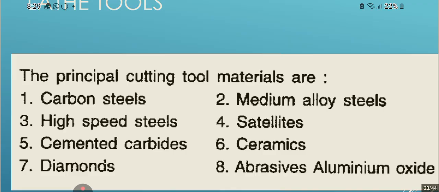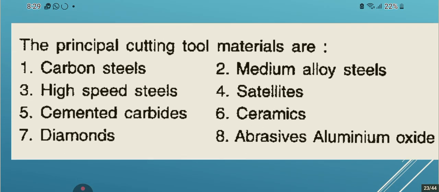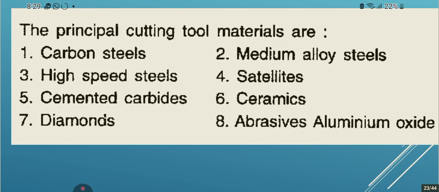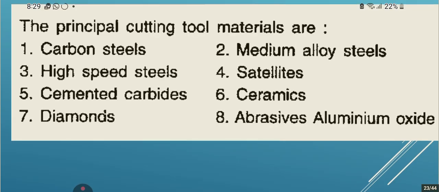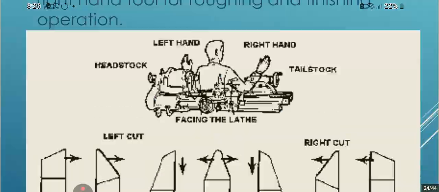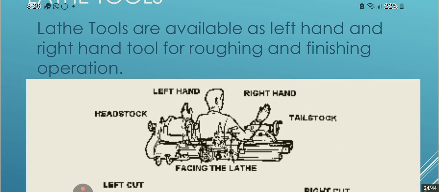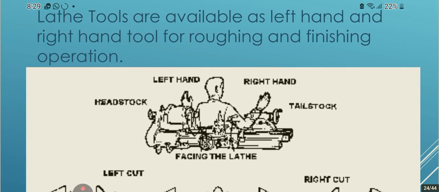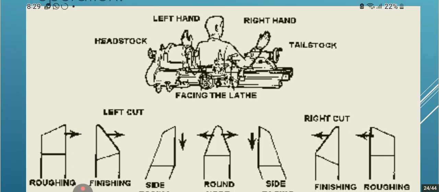The principal cutting tool materials are carbon steels, high-speed steel, cemented carbides, diamonds, medium alloy steels, stellites, ceramics, and abrasive aluminum oxide. Lathe tools are also classified as left hand and right hand tools for roughing and finishing.